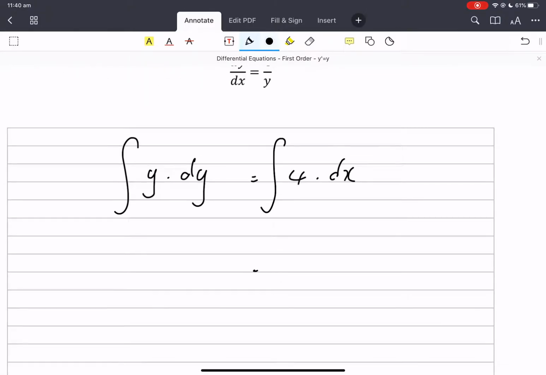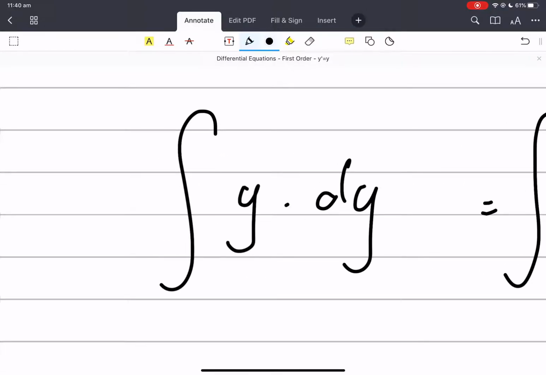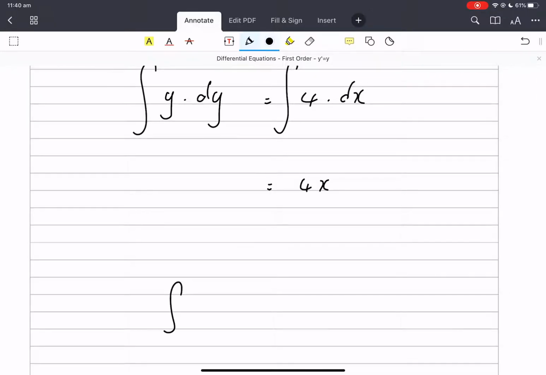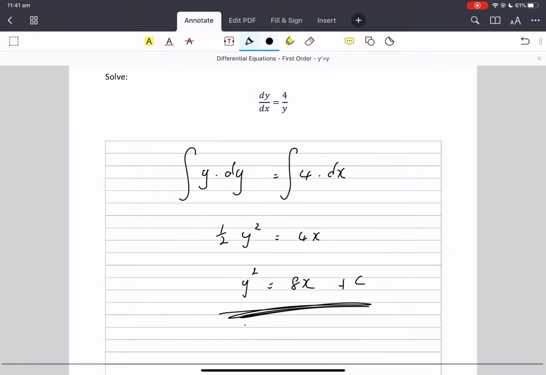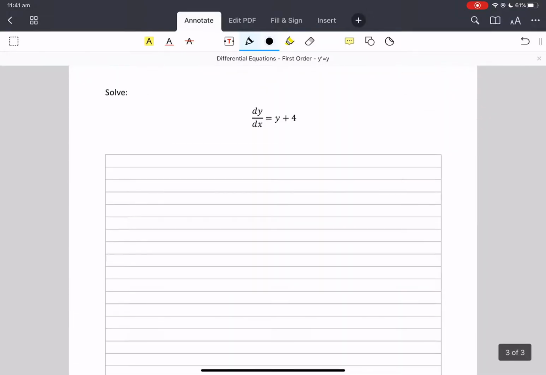So the integral of 4 with respect to x is just 4x. And I've got a y and a dy together. So what's the integral of y with respect to y? That's the same as going, well, what's the integral of x with respect to x? That would be a half x squared. So this would be 1/2 y squared. So doable, quite simple. So I'm going to get y squared equals 8x plus c. There we go. There's a first order differential equation where we've got a y in the equation instead of an x. That was so much fun.